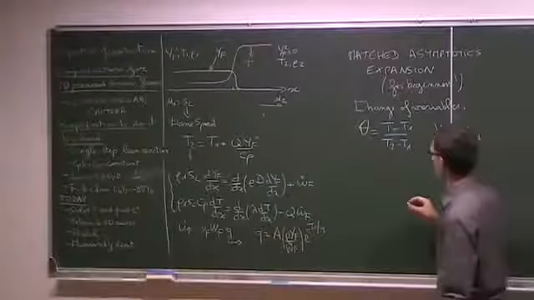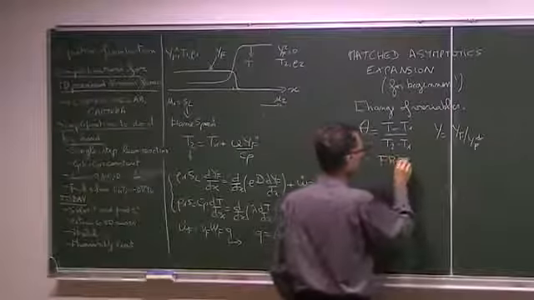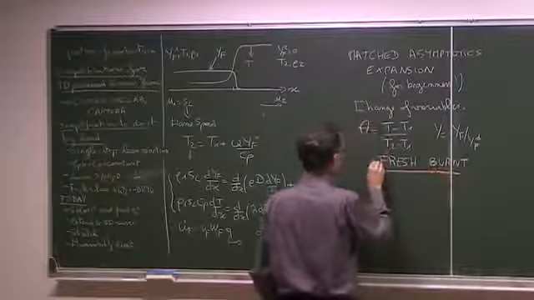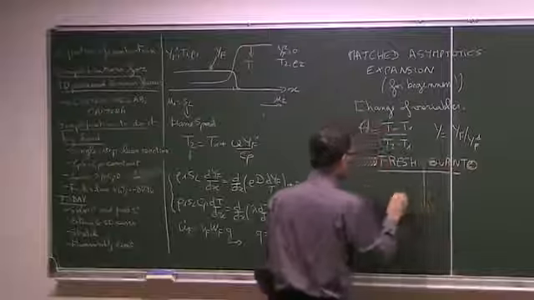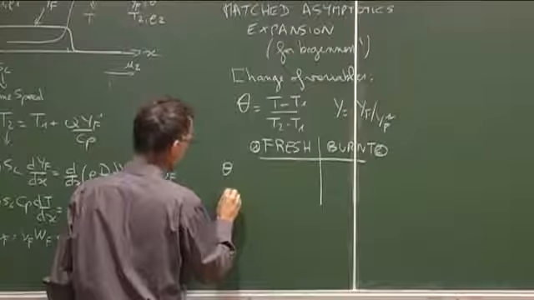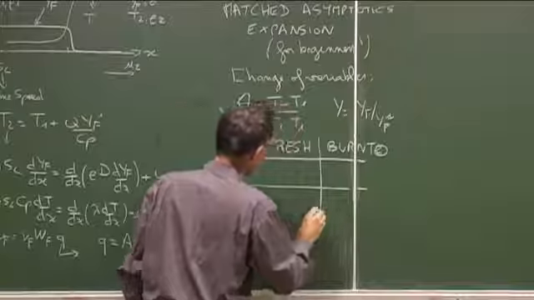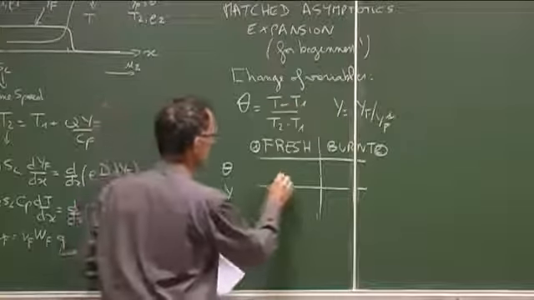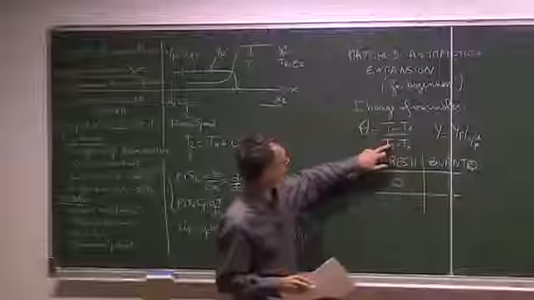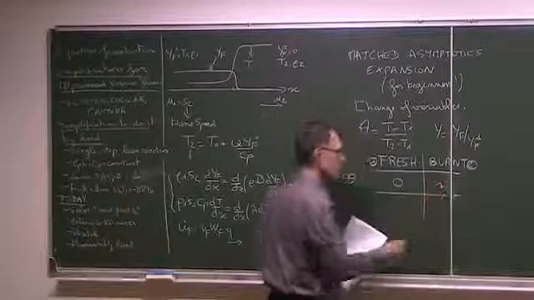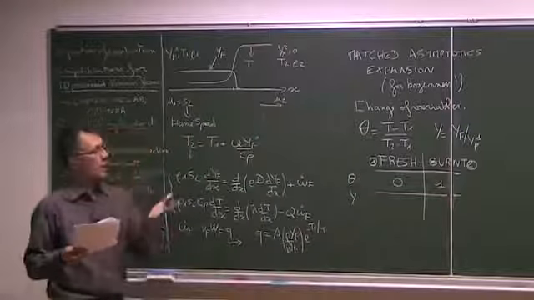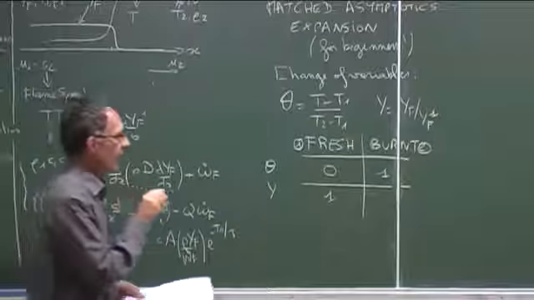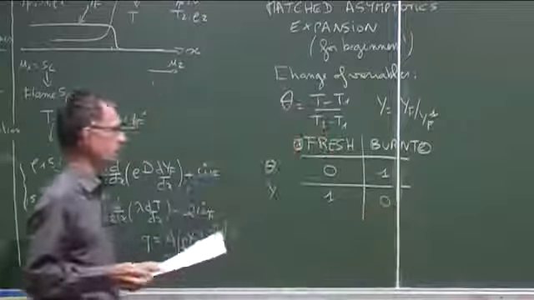Why is that useful? Well, if you look at the boundary conditions for these two quantities, so this is state 1 and this is state 2, and you look at theta and y, you see that in the fresh gases the temperature is equal to T1, so theta is 0. And in the burnt gases the temperature goes to T2, so theta is equal to unity. And of course for the fuel it's the other way. Here y is equal to 1 in the fresh gases, and y is equal to 0 in the burnt gases.